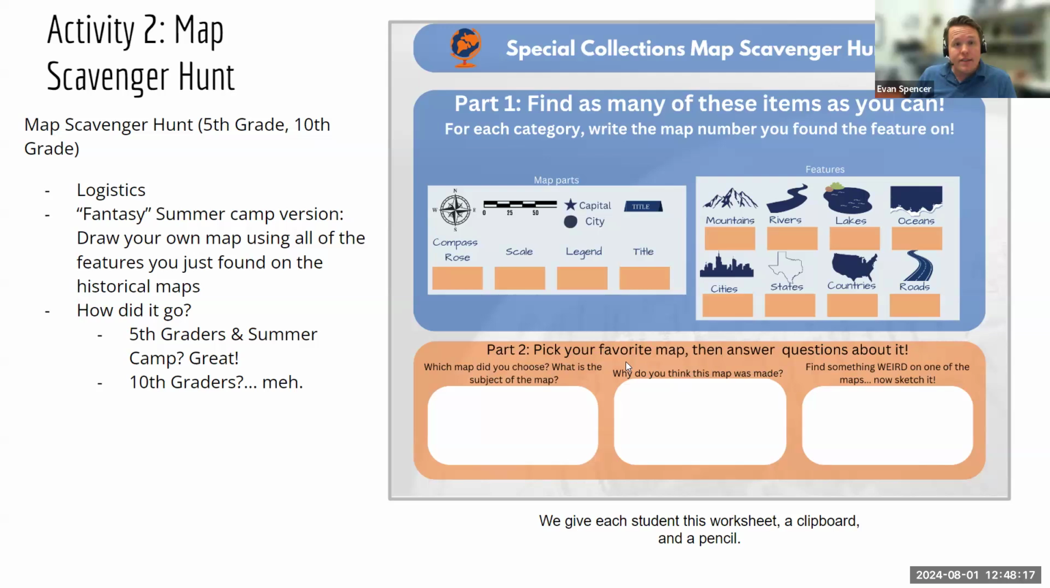So this activity went really well with the 5th graders and the fantasy camp. They were super into it, and that camp was, I think, about 8 years old to 12 years old. In that age range, it worked really well. They really liked seeing the maps. They were very respectful of the materials, and stayed engaged the whole time. The fantasy camp then went out and drew their own map based on what they had seen.